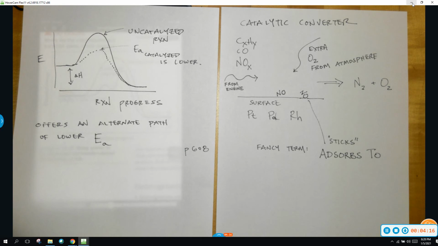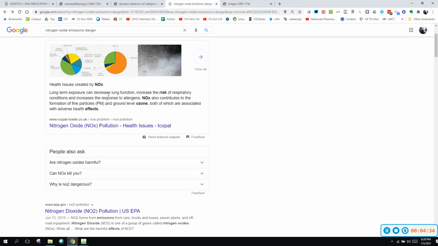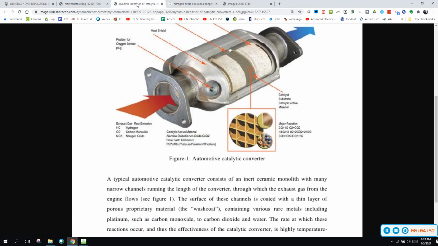So let's take a look at a couple of diagrams of this. Here are a couple of nitrogen oxide molecules that are not so good for you that come out of the emissions from the exhaust of a hydrocarbon-based engine. Long-term exposure can decrease lung function, increase the risk of respiratory conditions, and increase the response to allergens. Nitrous oxides also contribute to the formation of particles at ground level that include ozone, which is associated with health effects. So here is a diagram of an actual catalytic converter, and you can see these are the exhaust gases.